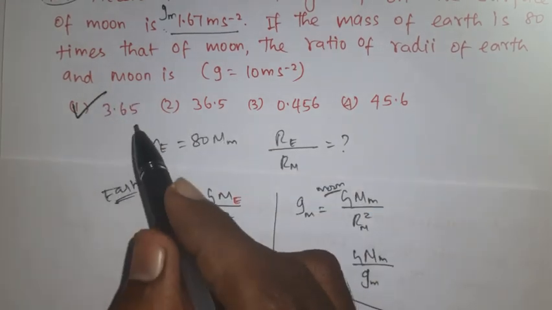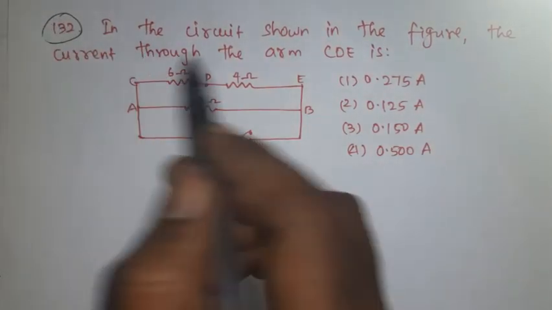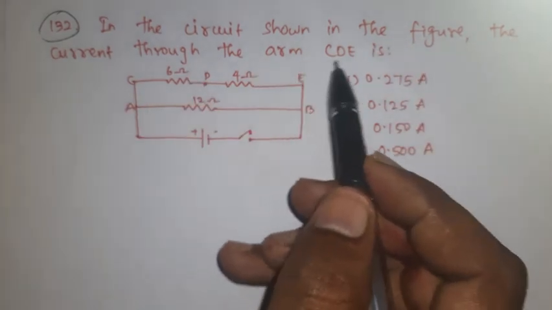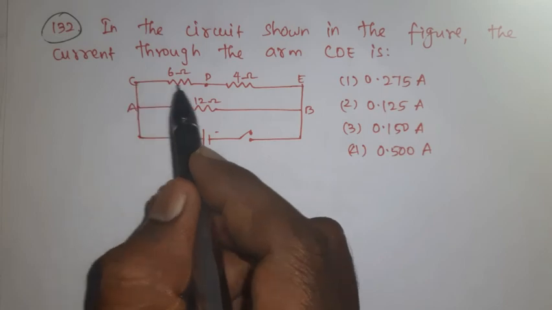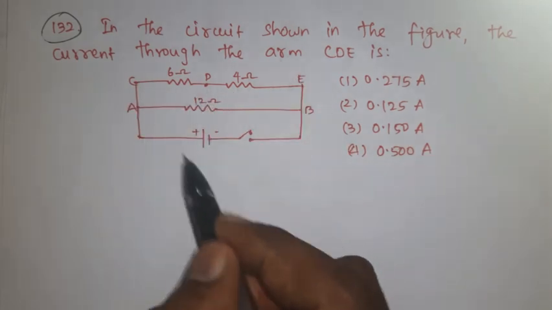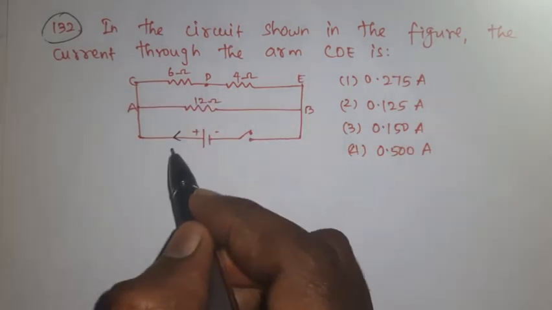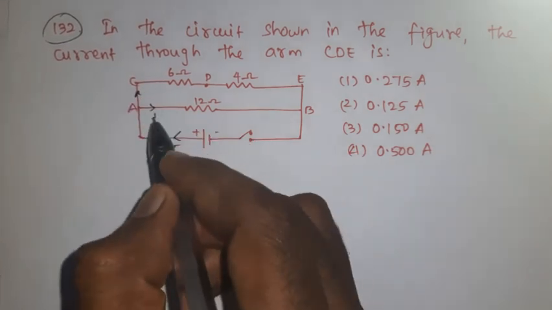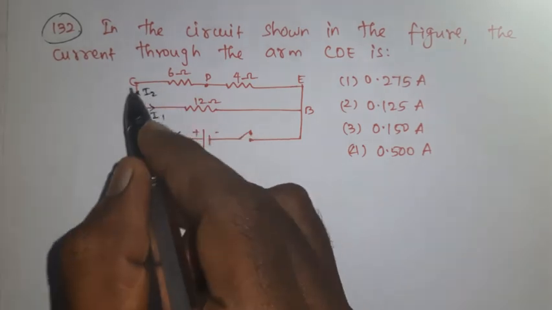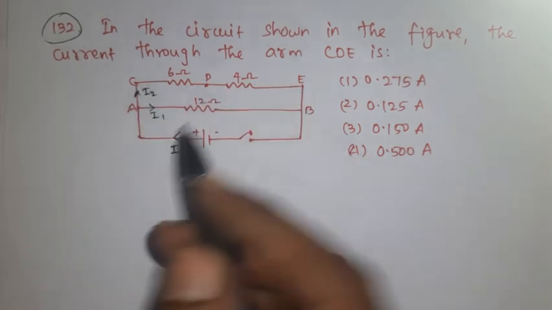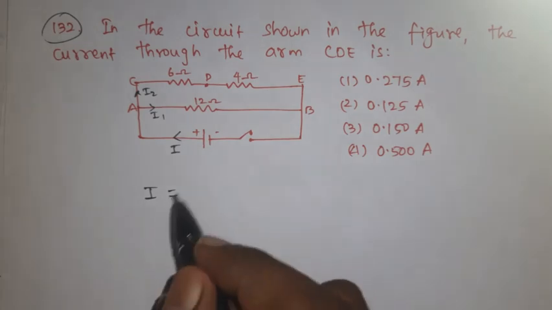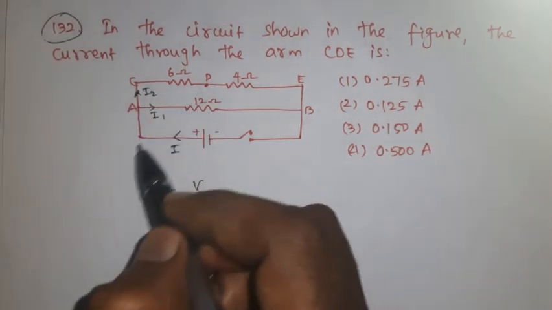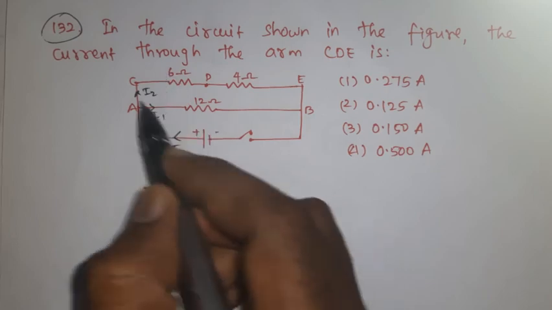Number 132. In the circuit shown in the figure, the current through the arm CDE is. So how much current is passing through this CDE? This is the battery. From the battery or cell, the current is I. This current will be split into two parts, here I1, here I2. So this I2 current passes through this CDE. We know the formula I is equal to V by R. Here it is a parallel circuit, so the current is divided. Here I1 current, here I2 current.